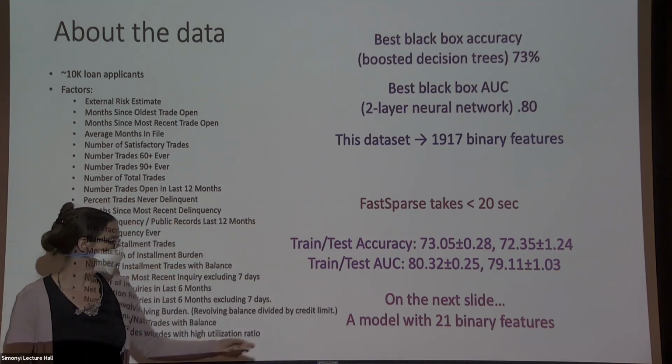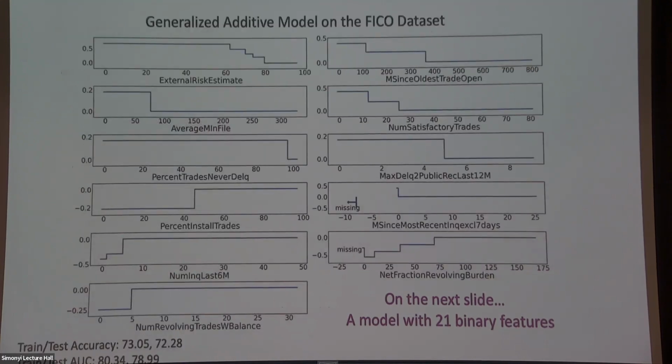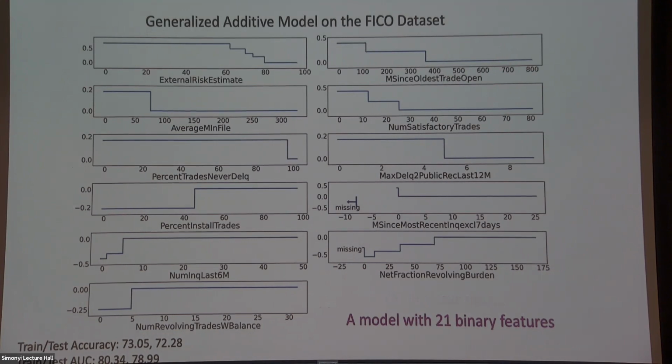It's a model with 21 binary features. And this is the model. Okay, that's the whole model. The whole thing fits on a slide. There's only 21 steps total in this thing. And you can kind of interpret it.